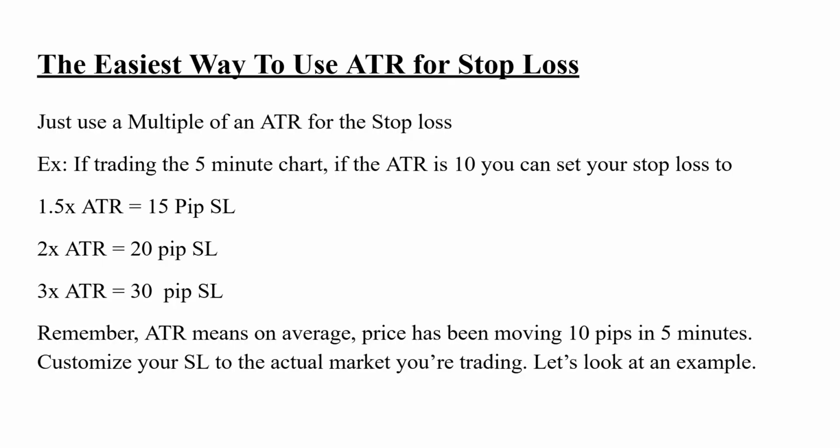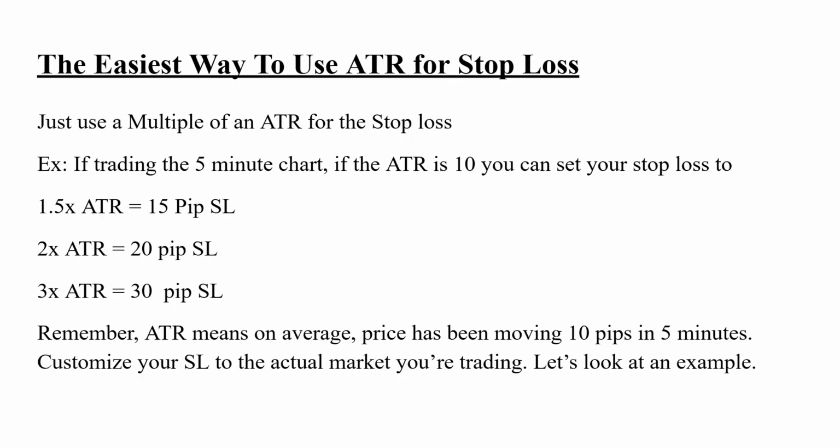So I can do a 1.5 times ATR, which would be 15 pips. I can do twice the ATR, which is 20, which is what I normally do. Or I could even do 3 times the ATR. So remember, whatever price has been moving, you just trade the market as it actually exists. You don't make up some random number.